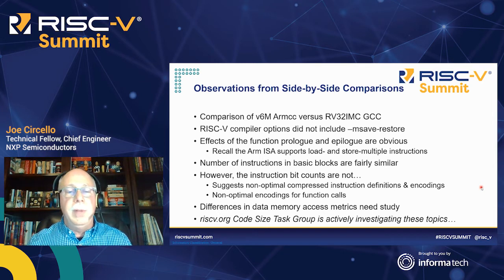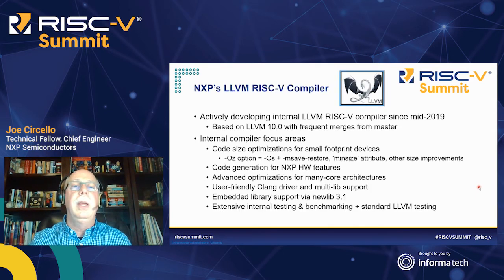Within the RISC-V.org community, there is a relatively new code size task group that has been formed and is actively investigating these topics. So we're certainly following the work that task group is doing, and hope that they can come up with some extensions to the ISA to improve overall density.